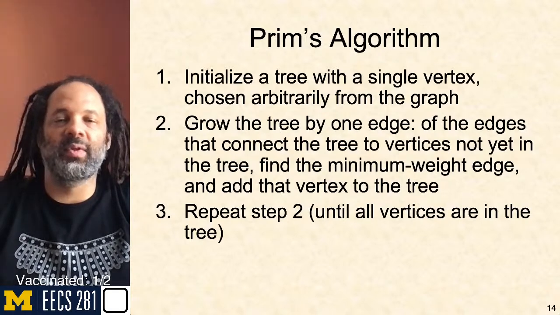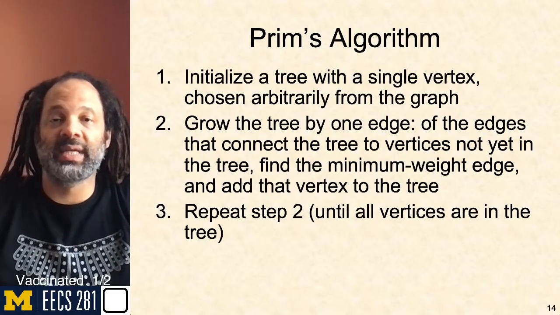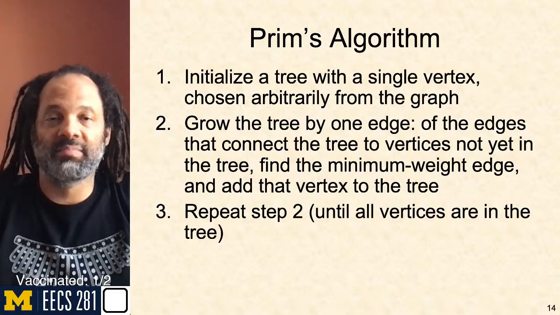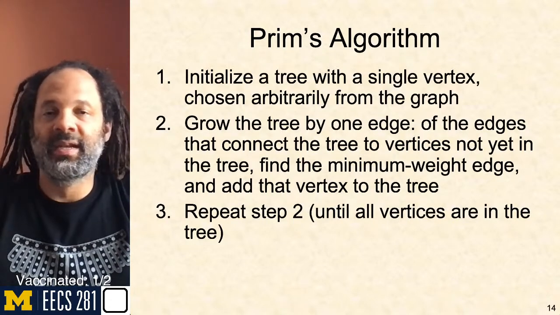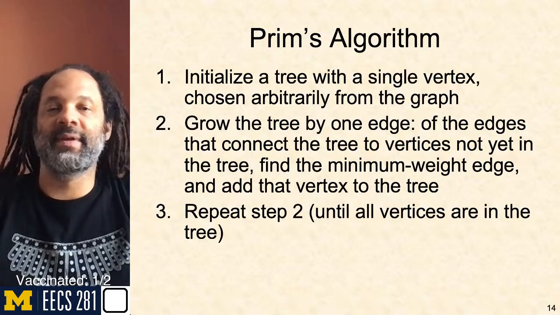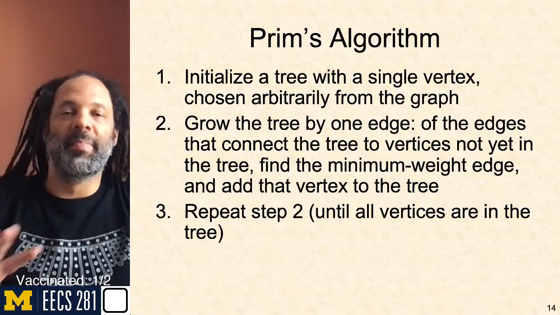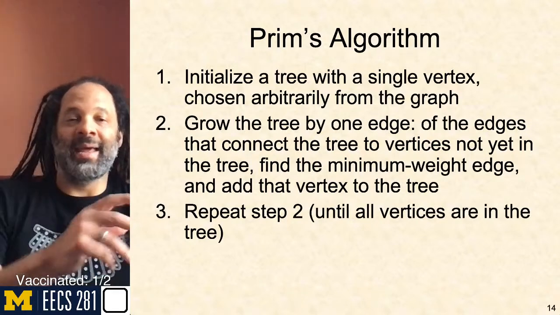Here it is at a high level. We're going to initialize a tree with a single vertex. So that means we have to just pick some place to start. And it turns out that the way that Prim's algorithm works, it doesn't matter where you start. You're going to get an MST. Different starting positions may give you different MSTs if there are multiple MSTs. But regardless of where you start, Prim's algorithm will give you an MST.